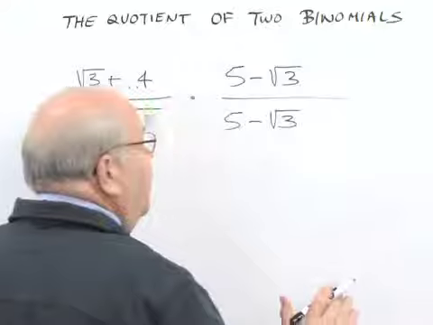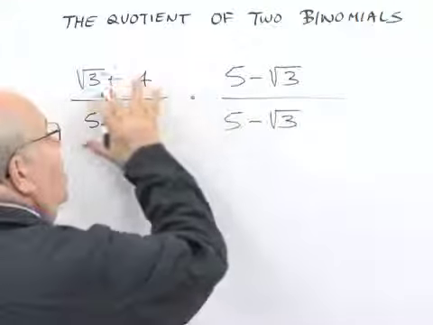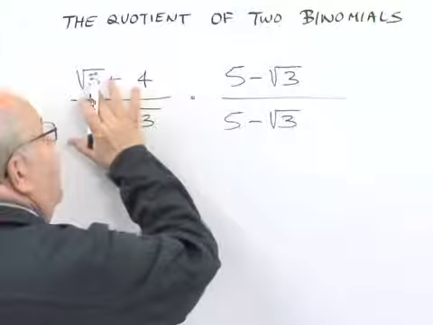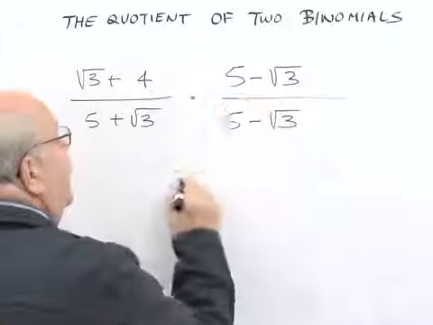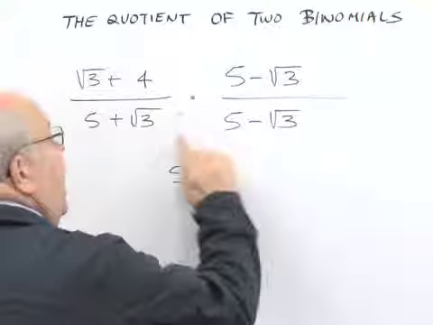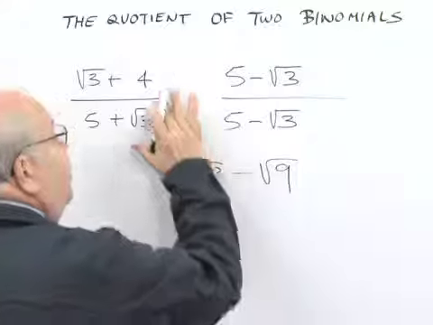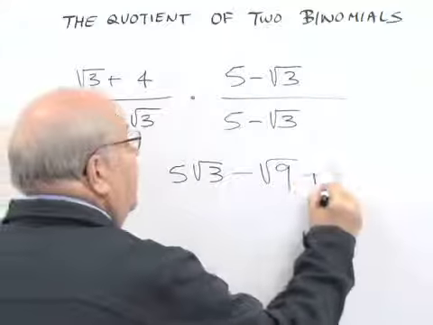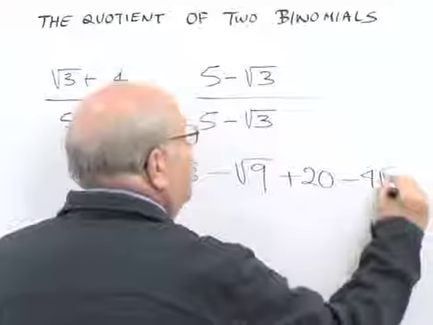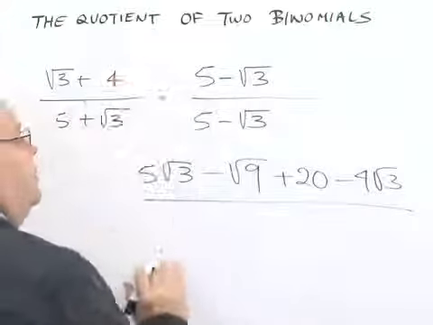So we have here some binomials that we have to multiply out. One binomial times another, so we use our FOIL method. In the numerator, when we multiply the square root of 3 times 5, we get 5 times the square root of 3. For the outer product, we get minus the square root of 9. For the inner product, we get plus 20. And for the last term, we'd have minus 4 square roots of 3. This is multiplying these two binomials on the top.